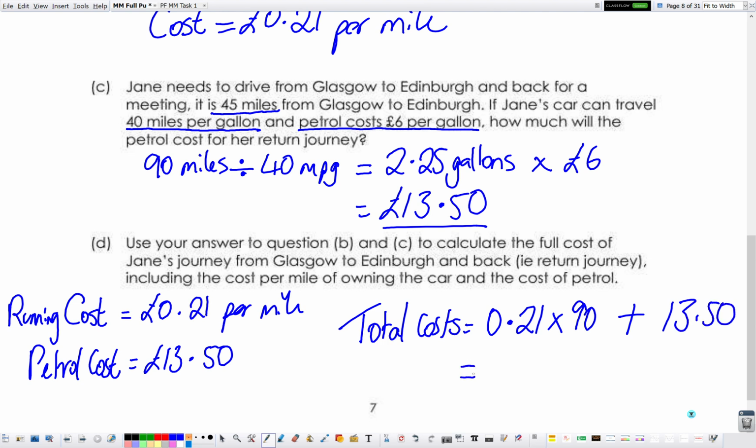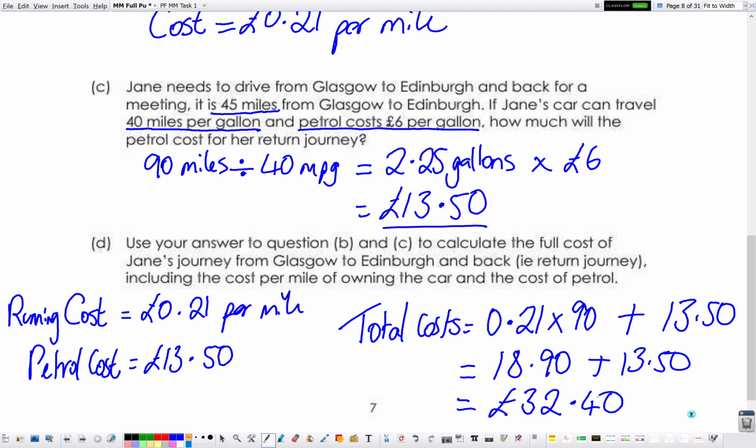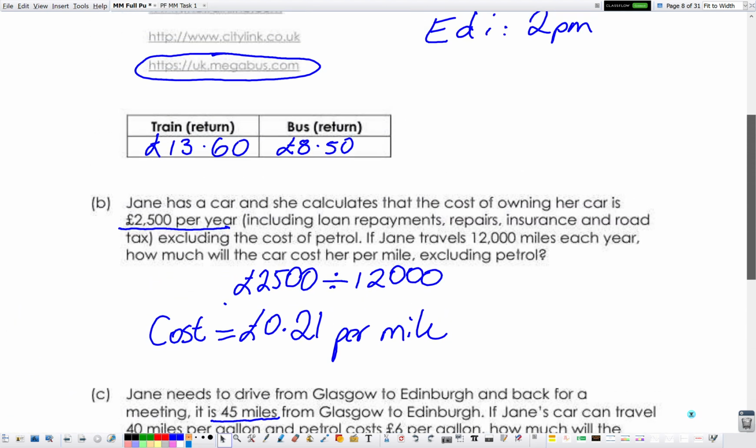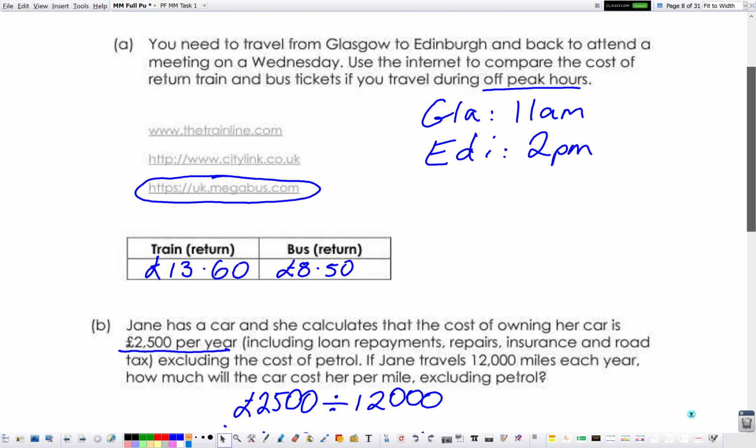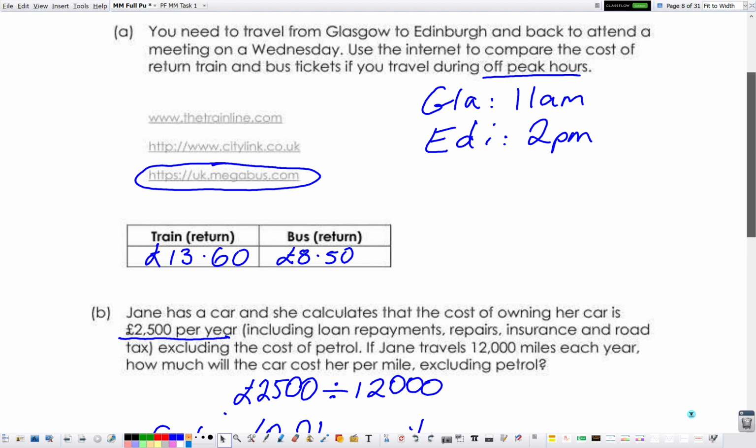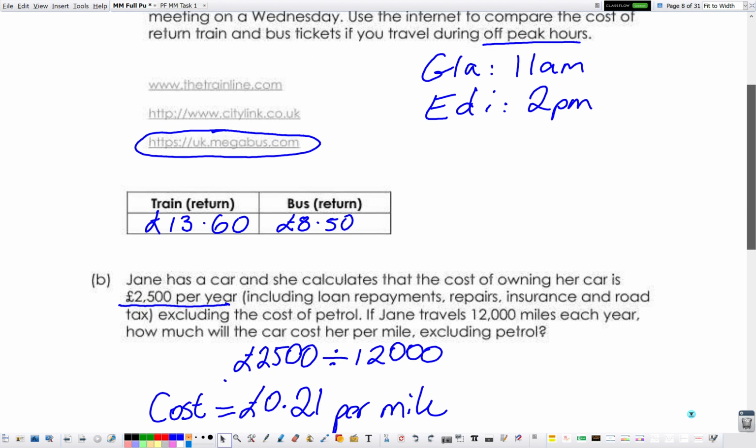So if you put that whole thing into a calculator, that will tell you the cost of doing this journey by car. So that becomes £18.90 plus £13.50, and that is £32.40. So look at that cost, £32.40 to do the journey by car. And if we go back to our part A, where we did the train and the bus, is £13.60 for the train and £8.50. Much cheaper. You don't have to worry about any insurance, any petrol, any repairs, anything like that. You're just purely doing the journey.